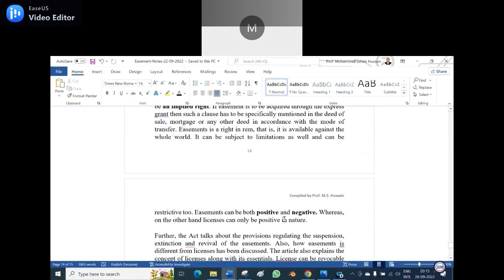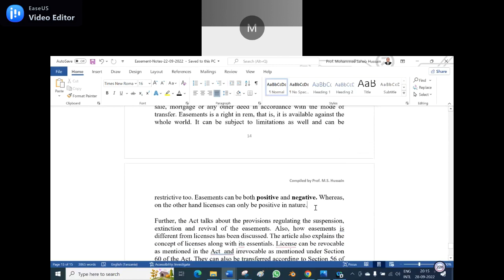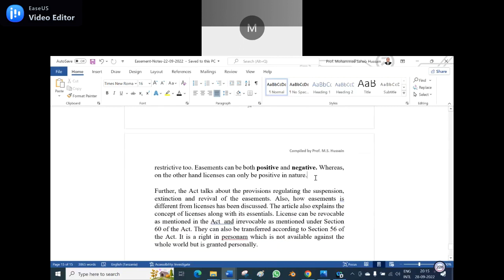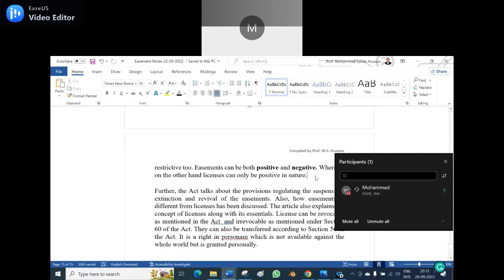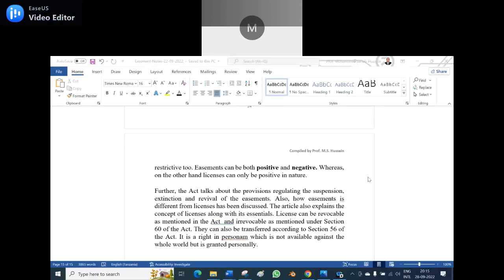Whereas, on the other hand, a license can only be positive in nature. A license is not negative in nature, it's only positive. For instance, you are given the license to drive, only a positive license. If you are not qualified to get the license, then you will be disqualified and you will not be given the license until you fulfill the condition. Like, one of the conditions for getting the license is that you should be more than 18 years. Is it clear? Say yes.